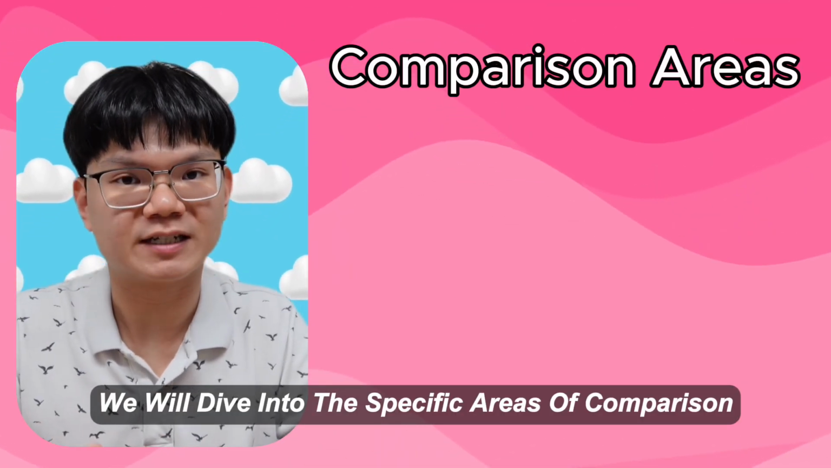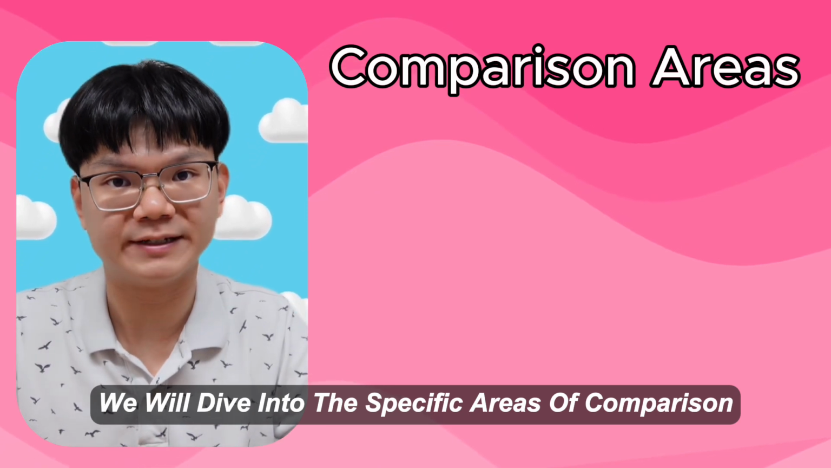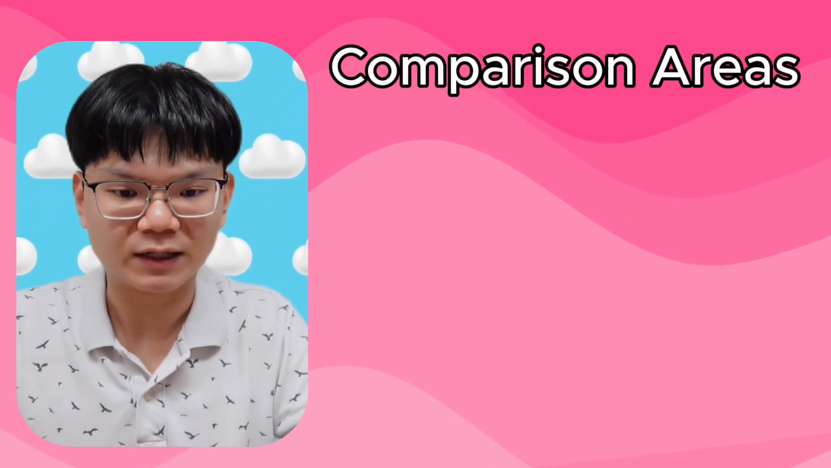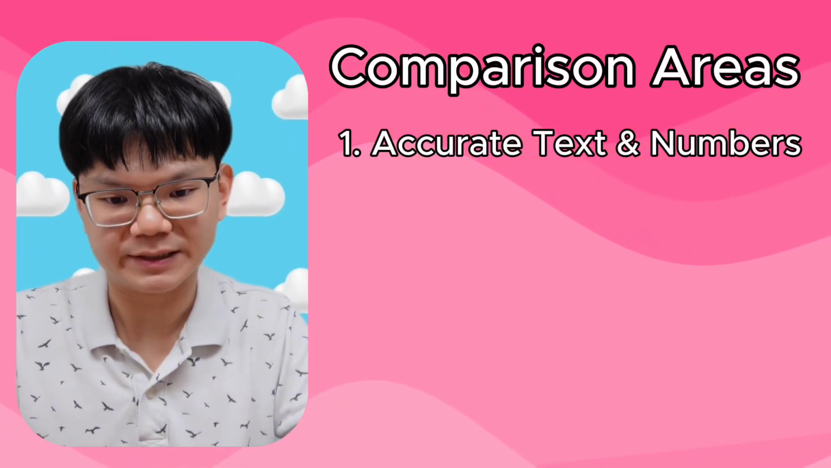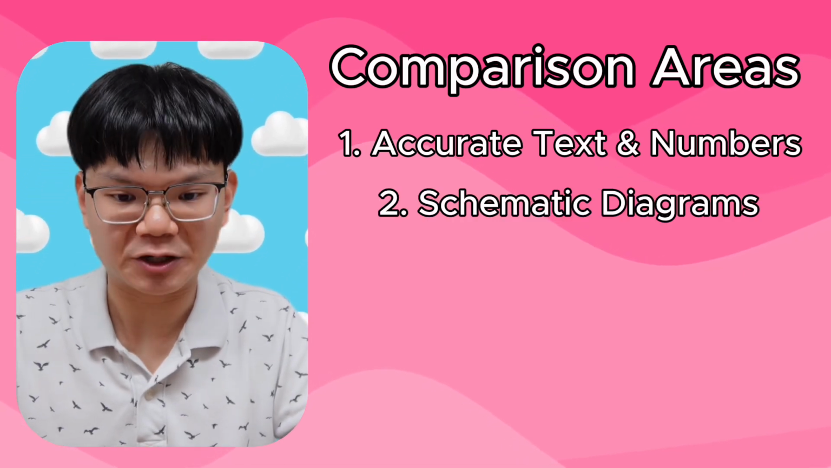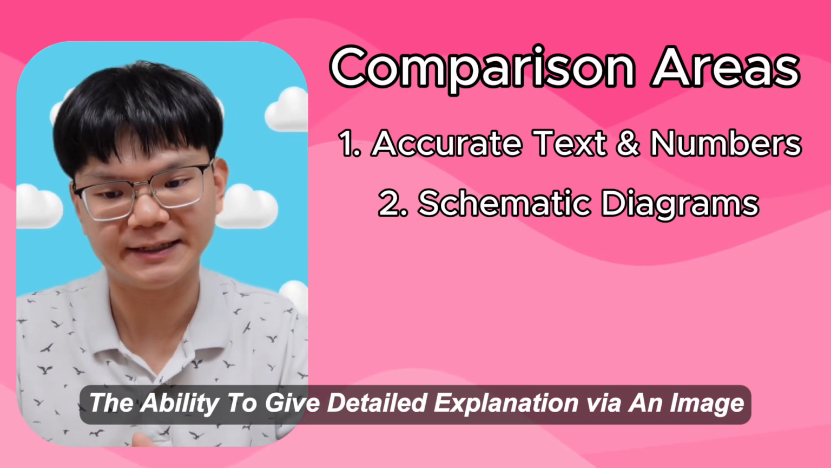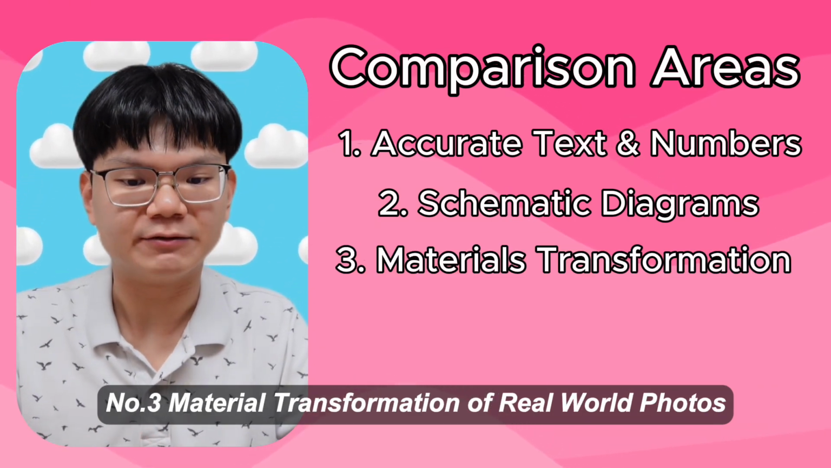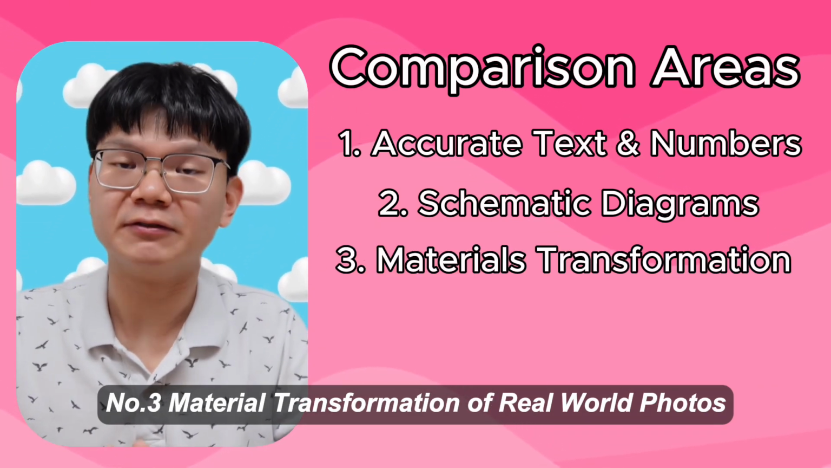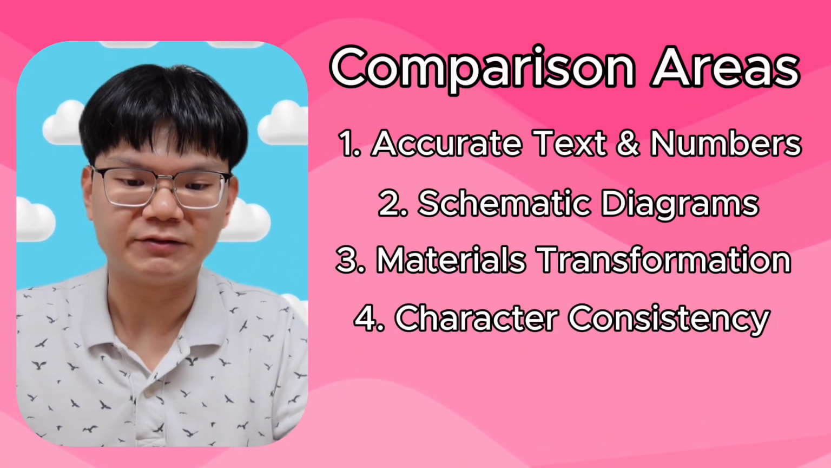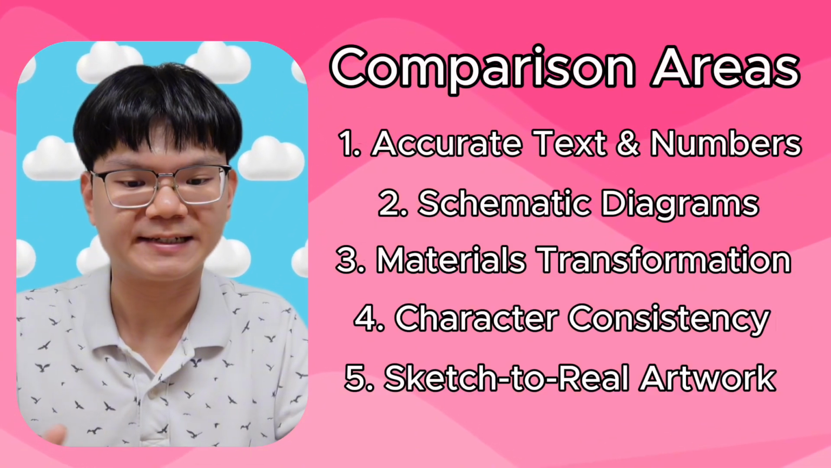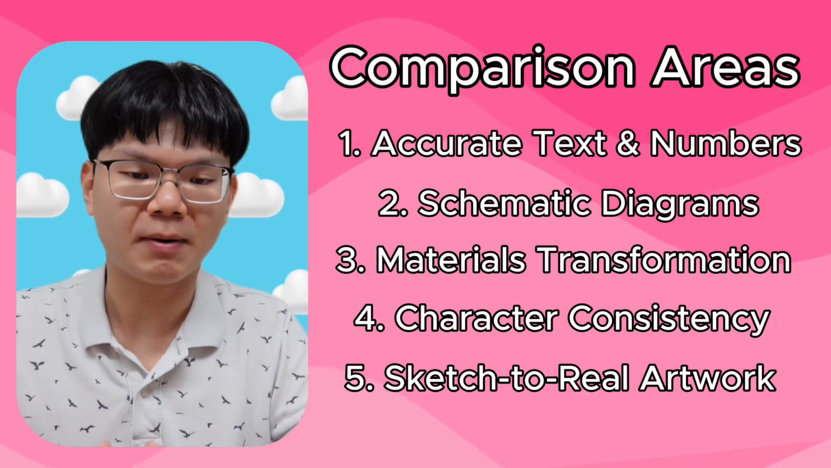We will dive into the specific areas for comparison. Number 1, accurate text and numbers. Number 2, schematic diagrams, the ability to give detailed explanation via an image. Number 3, material transformation and real-world photos. Number 4, character consistency. And number 5, sketch to real artwork pipeline.